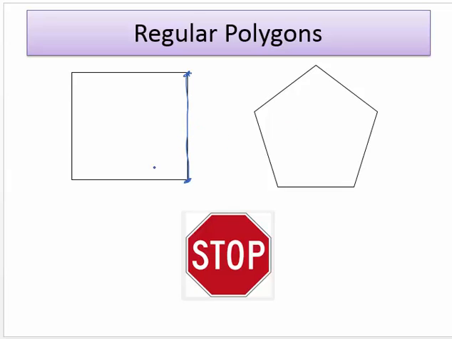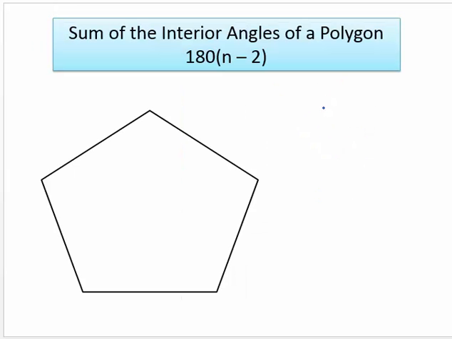And all three of these are regular polygons. Regular polygons mean all the sides are congruent, so those all have the same length. The stop sign is an example of a regular octagon. This one is a regular pentagon because all 5 sides are equal. Some more things on polygons is the sum of the interior angles of a polygon. You can find that using that equation there, 180 times n minus 2.